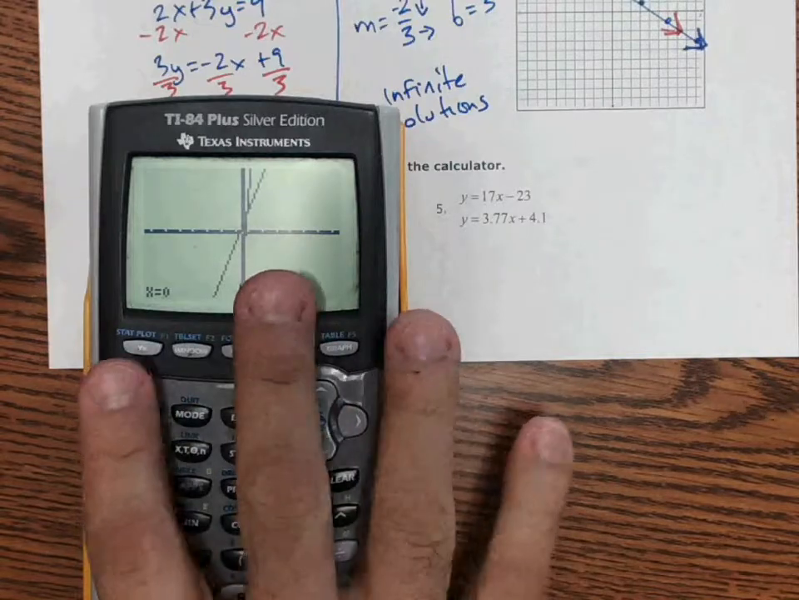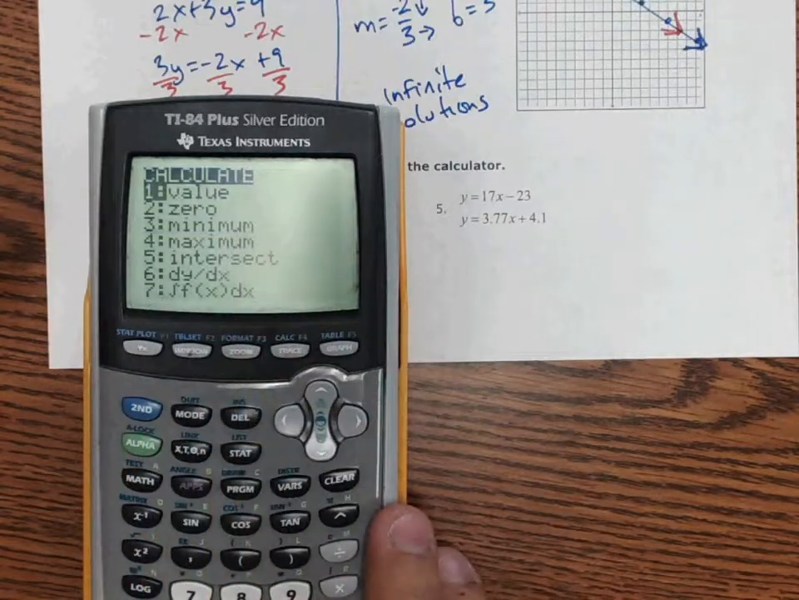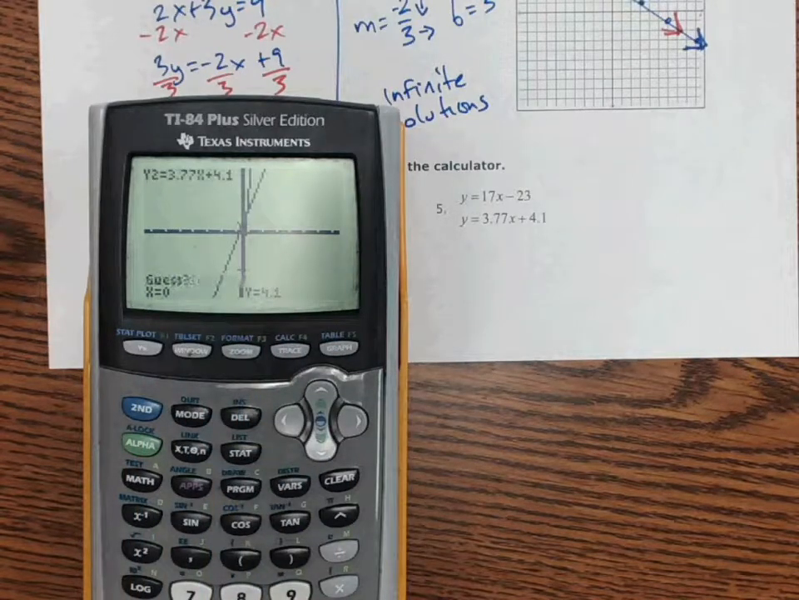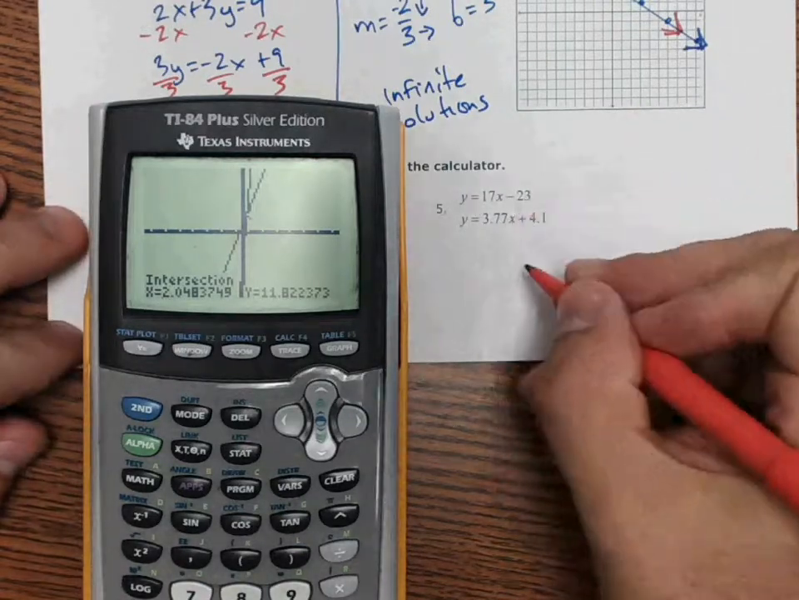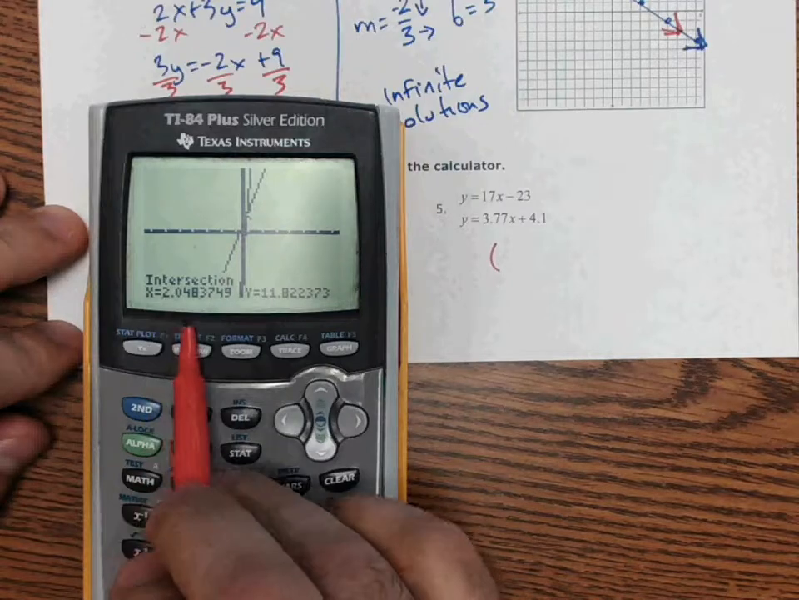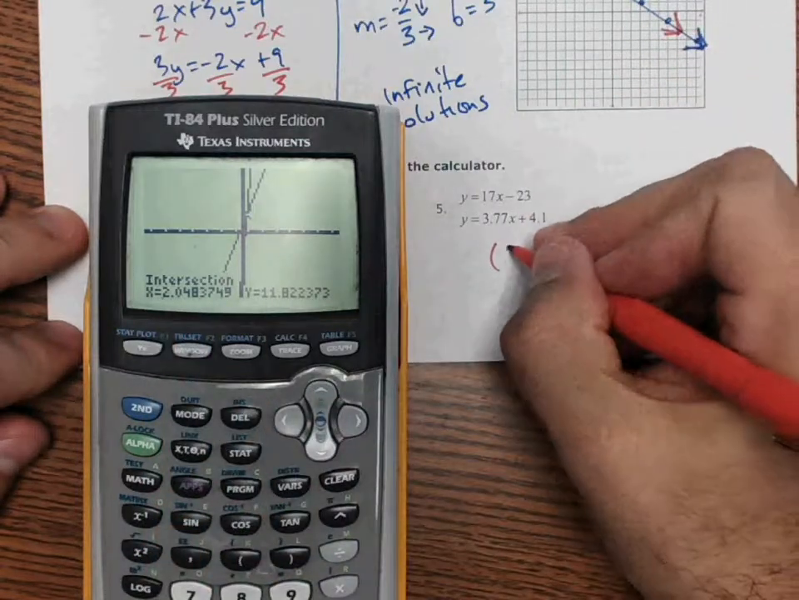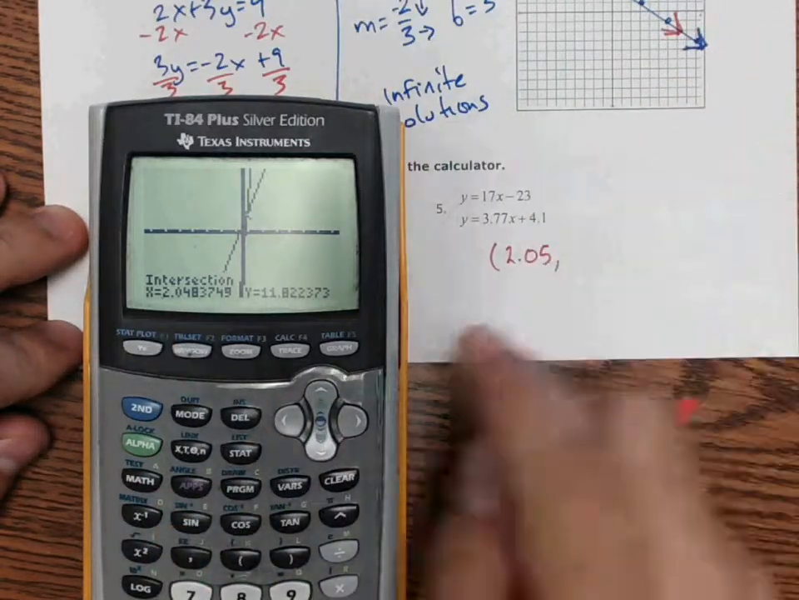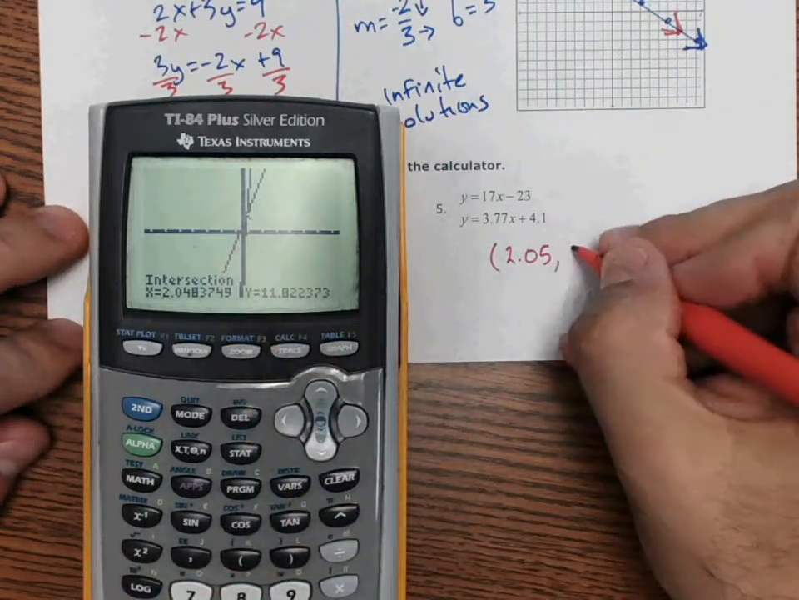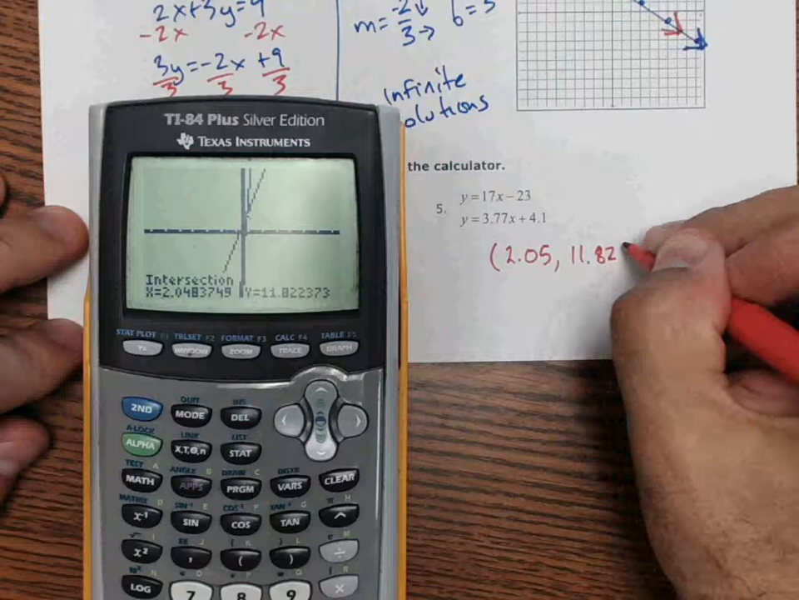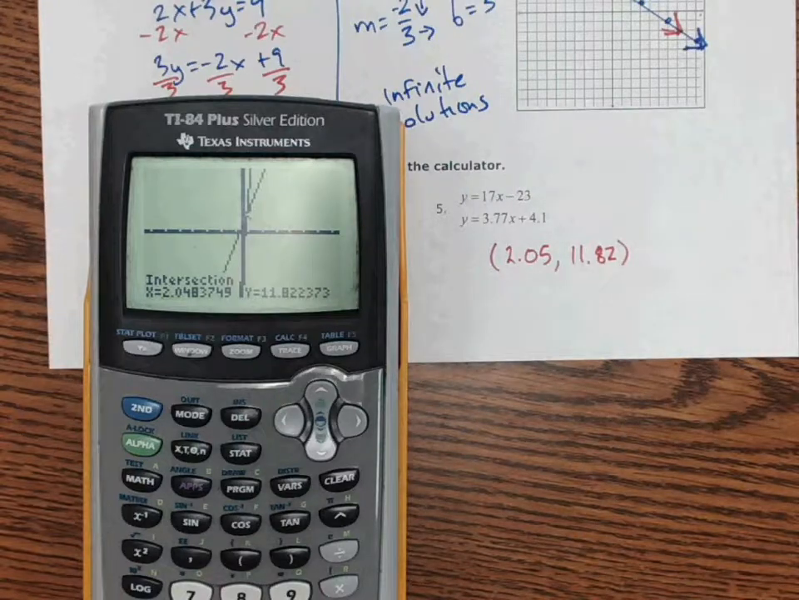So same thing though, second, trace, 5, enter, enter, enter. And it again finds my answers. I've got 2 decimal places here, so my first one, 2.048, well that'll round up to 2.05. And then 11.822 will be 11.82. So that is side 1, first 5 problems.